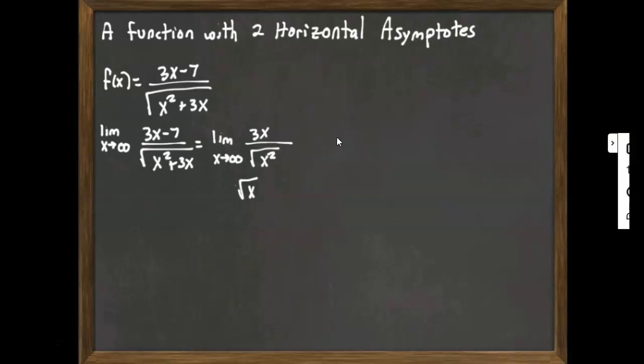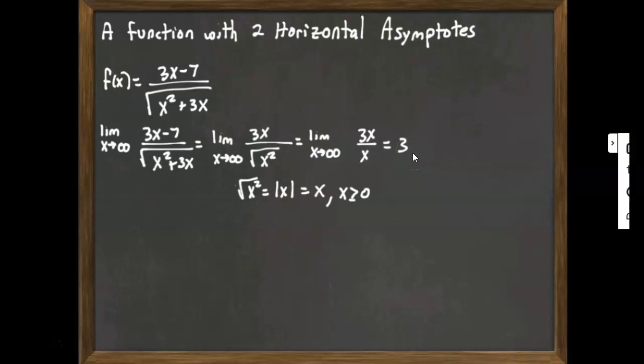Well, very important idea: remember, the square root of x squared is the absolute value. But absolute value is equal to just x when x is greater than or equal to 0. That's the definition of absolute value, or part of it anyway. So that square root of x squared in this problem can be replaced with just x. And so we have the limit as x goes to infinity of 3x over x. The x's cancel out. The limit of a constant would just be 3. So we have one horizontal asymptote here at y equals 3.